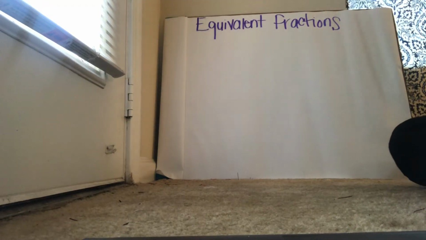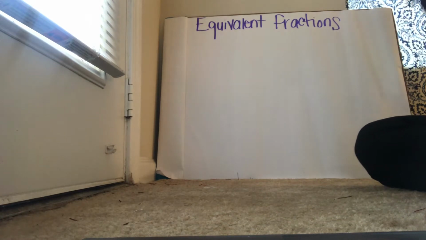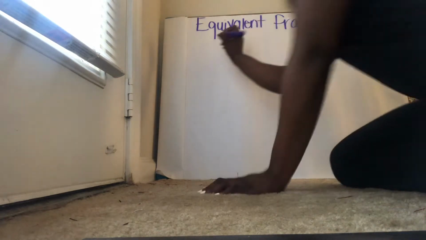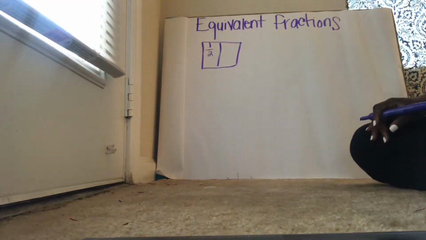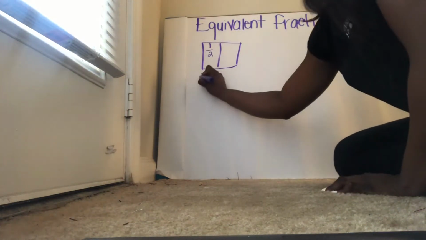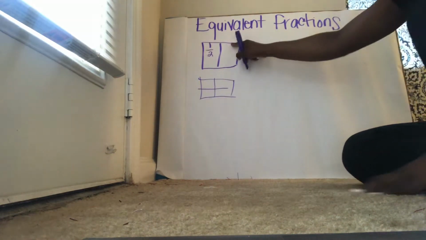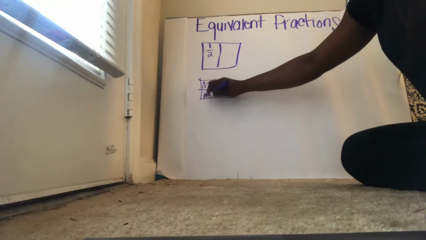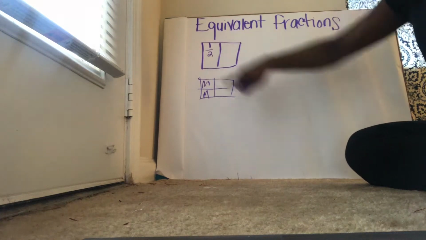So here we have it, equivalent fractions. We know that equivalent fractions are fractions that take up the same space. So for example, I have 1/2 and 2/4. 2/4 and 1/2 take up the same amount of space. So 1/2 is just one piece used out of 2, and then 2 pieces are used out of 4. As you can see, they're taking up the same space.